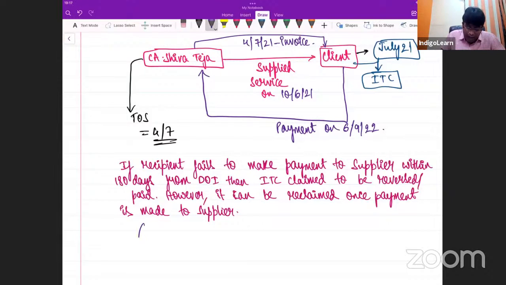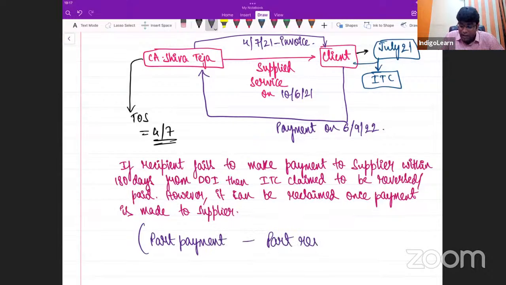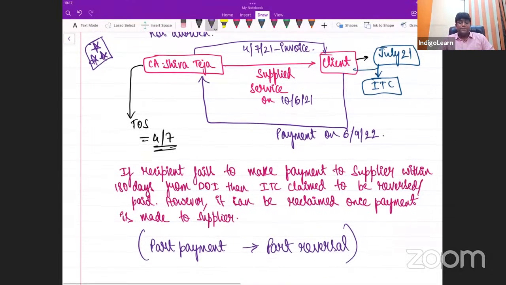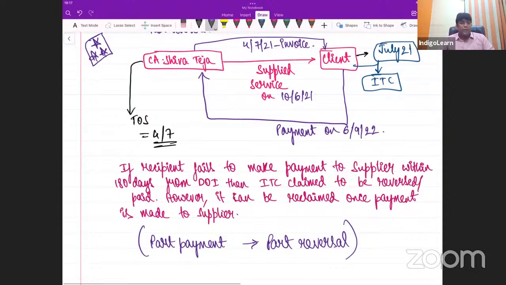And one point to be noted. In case of part payment, straight answer, part reversal. Based on how much is paid, that much reversal we do. It's a very, very important concept. High possibility that a question will come in the exam, which talks about special provision, my dear friends. And that too is very important.